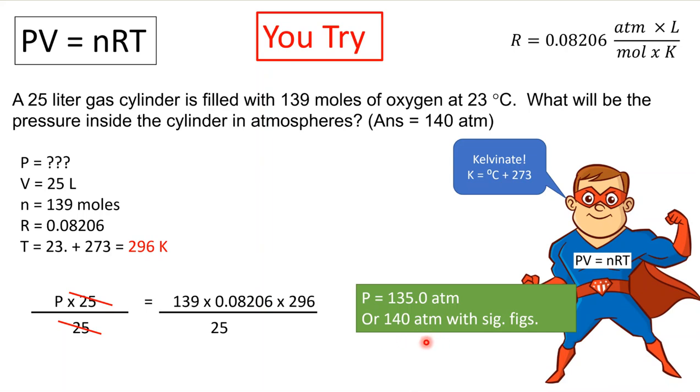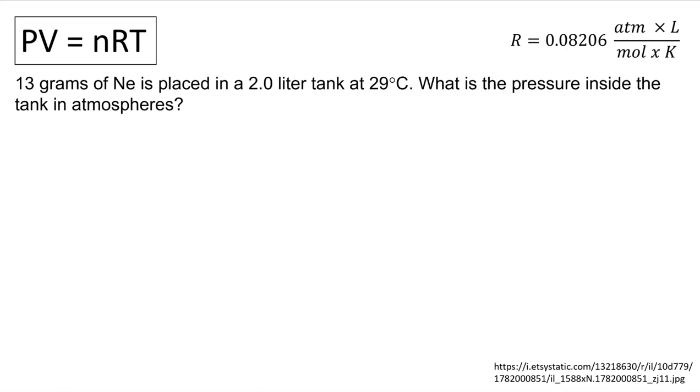Okay, we're going to ramp it up a bit. So here we go. We've got our equation, PV equals nRT. We've got our value for R over here. 13 grams of neon is placed in a 2.0 liter tank at 29 degrees Celsius. What is the pressure inside the tank in atmospheres?